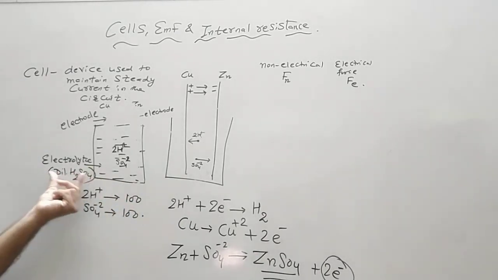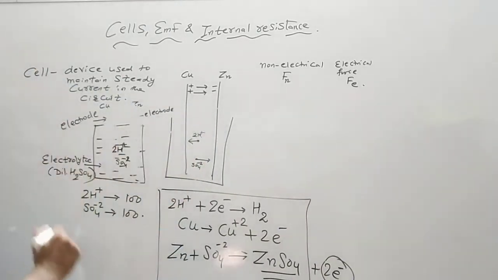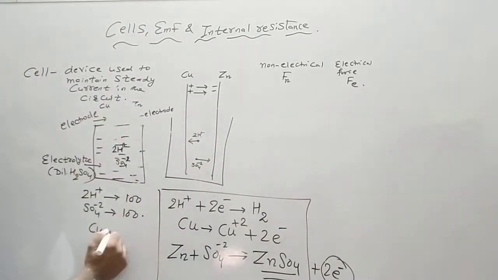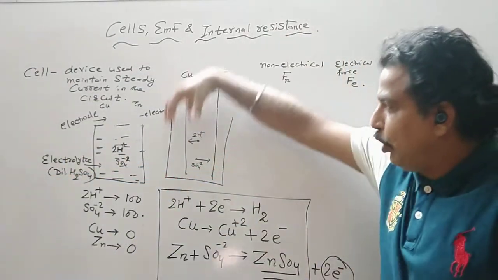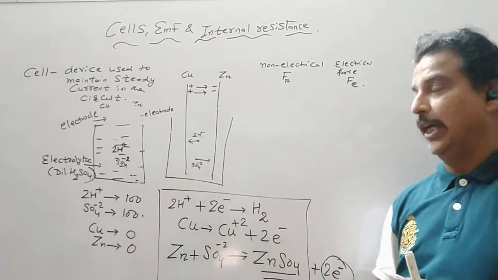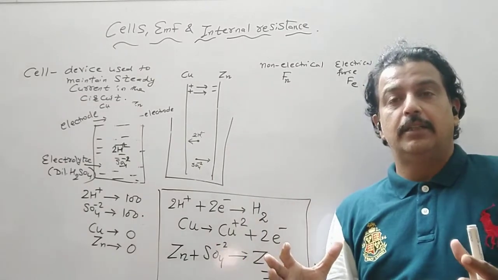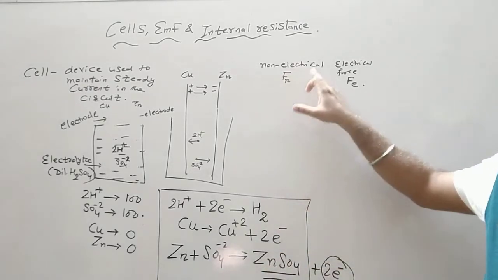So we have dilute sulfuric acid, which is neutral as far as the charge is concerned. So this was 100. Now for us, this one cycle is completed. Copper was not introduced, so the charge on it is 0. The charge on zinc is also 0. This is one cycle. As soon as the copper and zinc rods are immersed in the electrolyte, the motion of the ions takes place due to chemical force. We call it a chemical force or a non-electrical force effect.